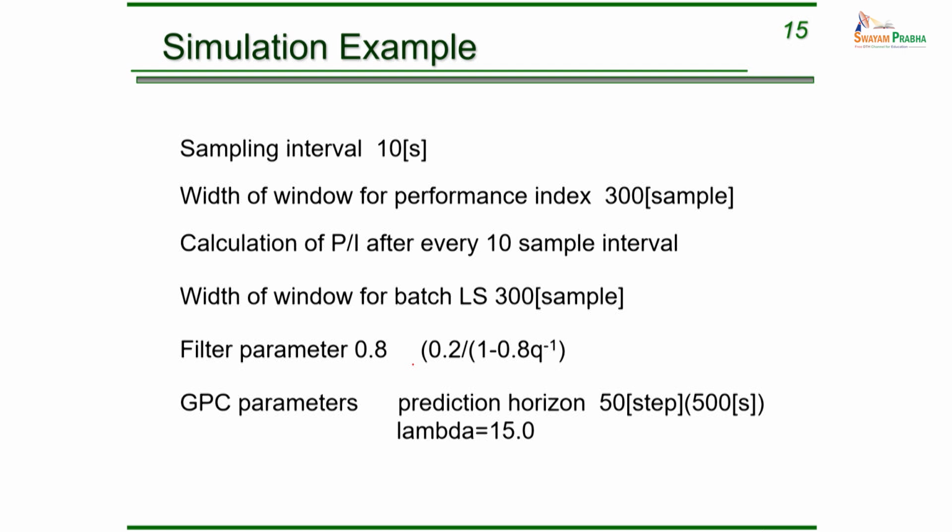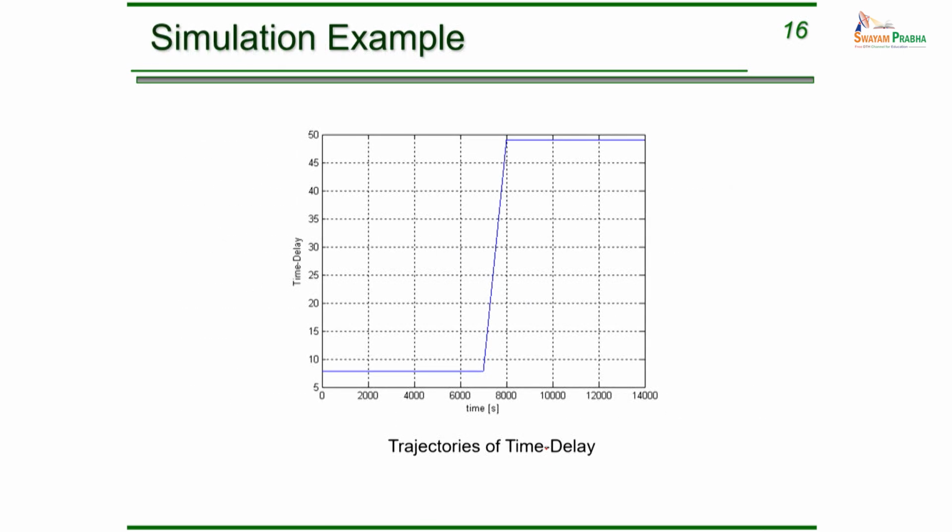The filter parameter is 0.2 over 1 minus 0.8. The gain of this filter is 1. And the PID controller parameters are obtained using the GPC algorithm, where we have to specify the prediction horizon and the value of the lambda. So here is what happens.